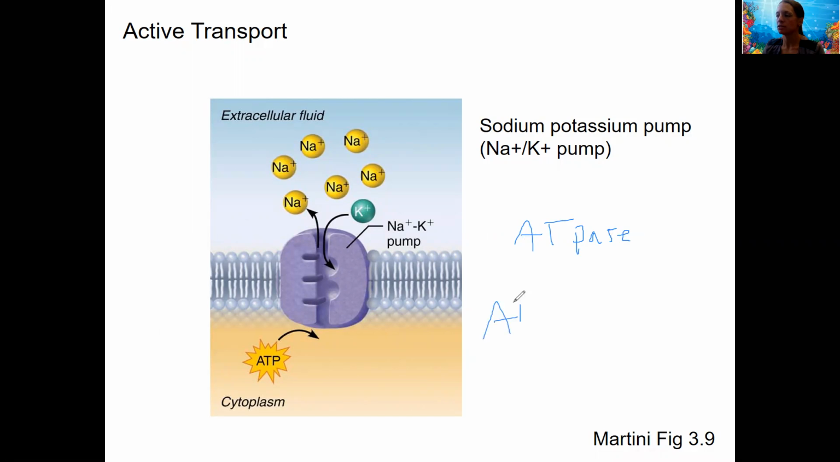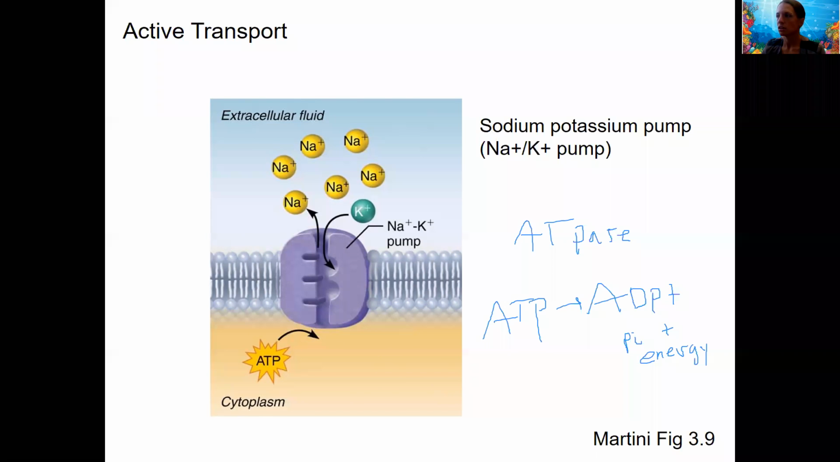ATP, we reviewed this in our biomolecule lecture, is going to be broken down to ADP plus a phosphate group plus energy. So lots of things can happen. For example, we can pump things against their concentration gradients. So that's what's happening here. There is high sodium outside of the cell and high potassium inside the cell. And this pump pumps these two ions against the gradients that already exist.